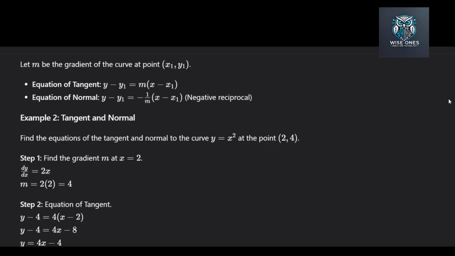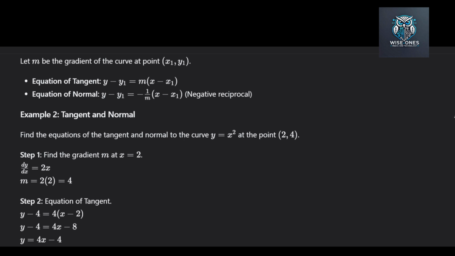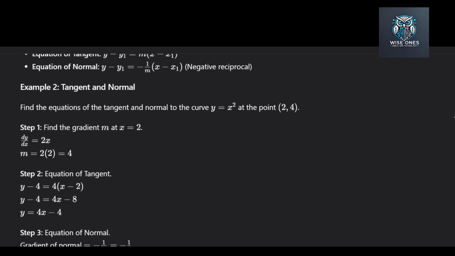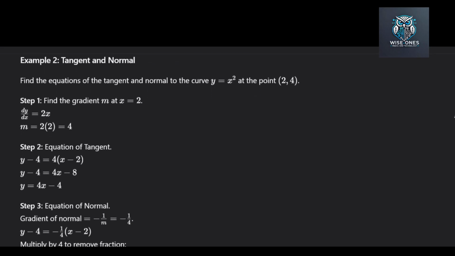Step 1. Find the gradient m at x equals 2. First, find the derivative. y equals x squared, so dy/dx equals 2x. Substitute x equals 2. m equals 2 times 2, which is 4. So the gradient of the curve is 4. Step 2. Equation of tangent.